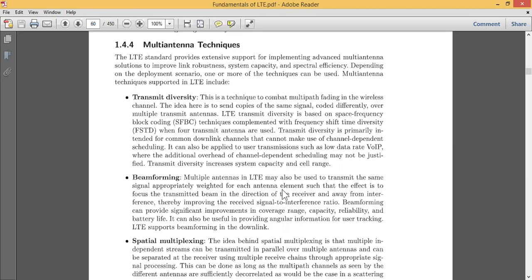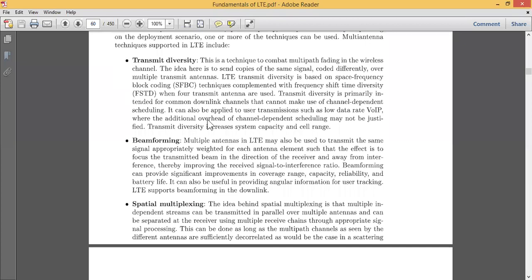So based on these three parameters, robustness, system capacity, and spectral efficiency, the techniques which are supported for LTE systems for multiple antenna deployment scenarios are: first is time diversity. What do you mean by time diversity? It's a type of technique which we use in the antenna to combat multipath fading. I have said about fading, that if you are transmitting some signal and that particular signal is going to hit some objects, some buildings and some trees, then it causes fading.